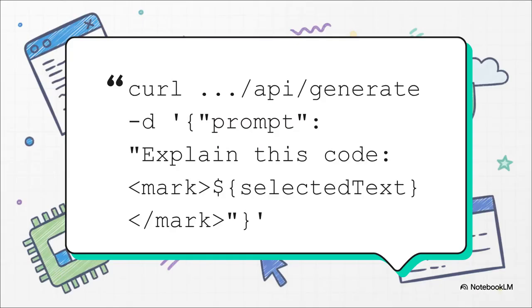And here it is. This is the entire engine right here. We've created a task we're calling explain selection. Its command is just a curl request pointing to our local Ollama API endpoint. We're using the -d flag to send some data. Specifically, a little bit of JSON that tells Ollama which model to use and what prompt to run. Simple, direct, and incredibly effective.